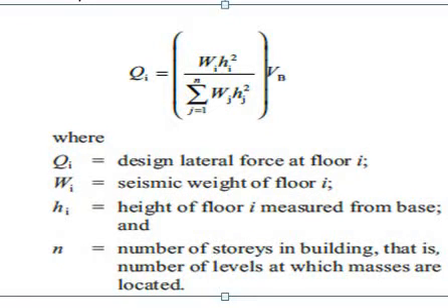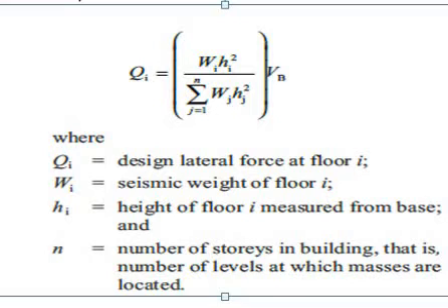After calculating the value of the base shear, now we need to calculate the design lateral force, that is Qi, of the different floors. Qi is equal to Wi hi square by summation of Wi hi square into VB, where Qi is the design lateral force and Wi is the seismic weight of the floor. Now we need to calculate this for the different floors.